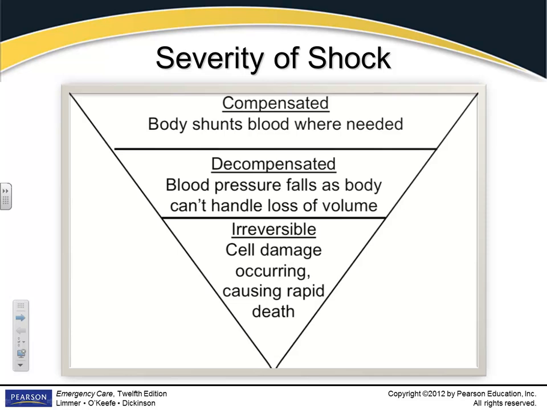It's going to be just like we showed you a few minutes ago. Compensated, you're like this. Decompensated, you're going down. Here, you're like this. So compensated, the body is maintaining its own. Here, it's going downhill, but you can still catch it if you treat it in time. Here, it's too late.